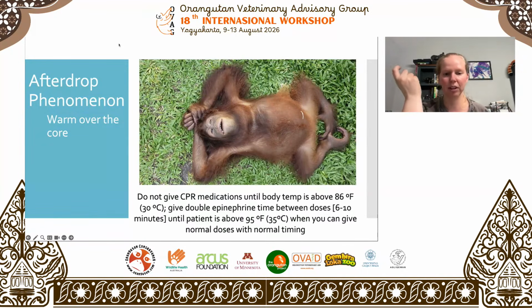They still recommend that you give the epinephrine. You'll just give it less often if you're doing CPR, because when the animal starts to warm up and everything starts to work, you do not want them to get hit with a ton of epinephrine that all of a sudden is working. And you do not want to give atropine at all until they are above 95 if you think that they are needing that.